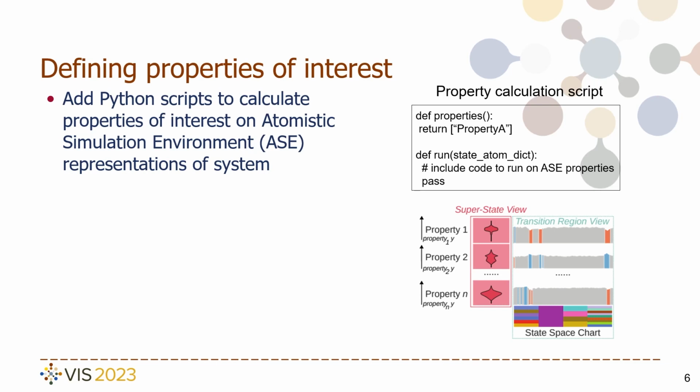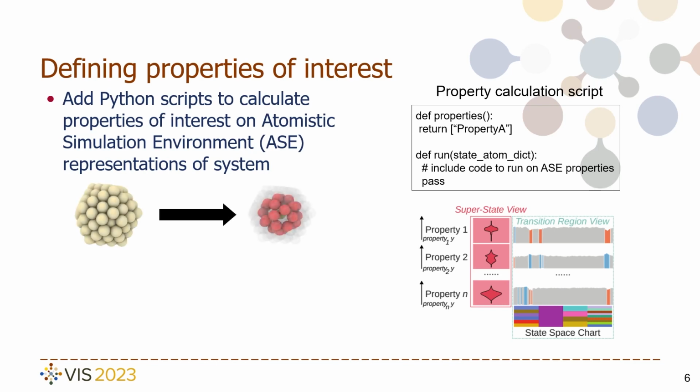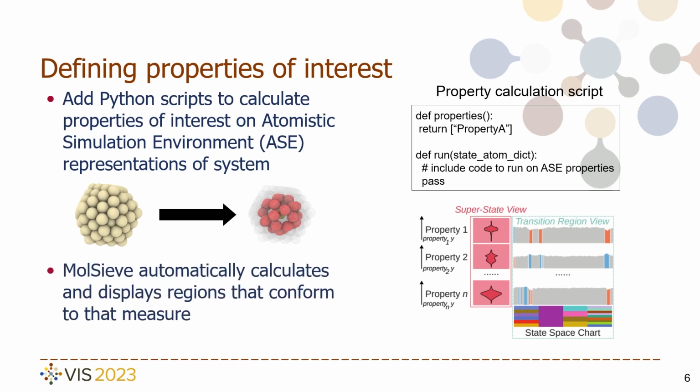This can be done using Python scripts. MolSieve exposes Atomic Simulation Environment representations of a system to the scripts. For instance, we were interested in the common neighbor analysis counts for nanoparticles. These counts characterize the structure and shape of a given particle. MolSieve takes these definitions, calculates the properties, and renders them within its interface. All of this is done on the fly, so analysts do not have to wait for a property to finish calculating to use the system.